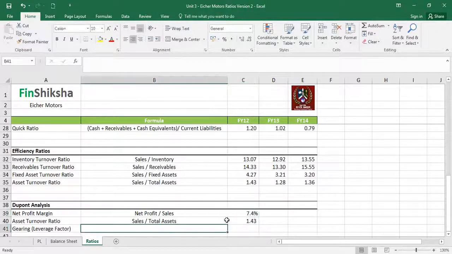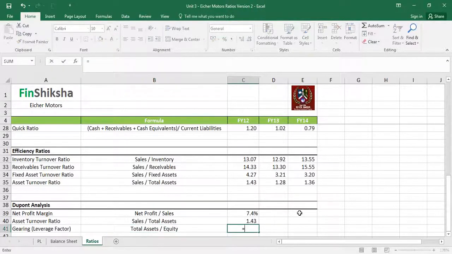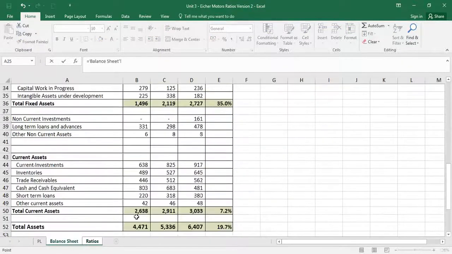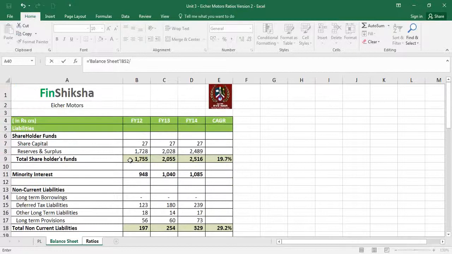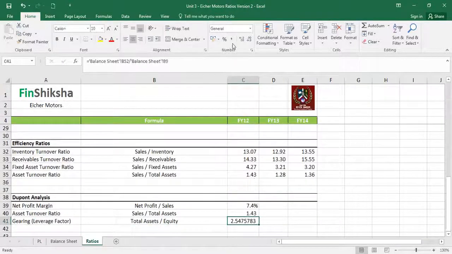And we're going to look at this, which is total assets divided by the equity component, right? That's what we're going to do here. So we look at the total assets number on the balance sheet, that's here for the first year, and we divide it by the total equity number, that is here, right? So we get another set of data.